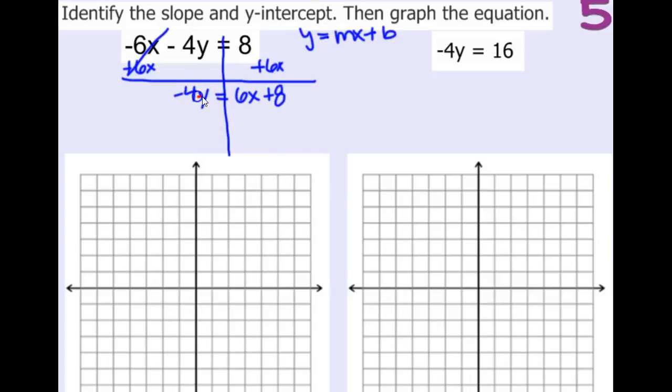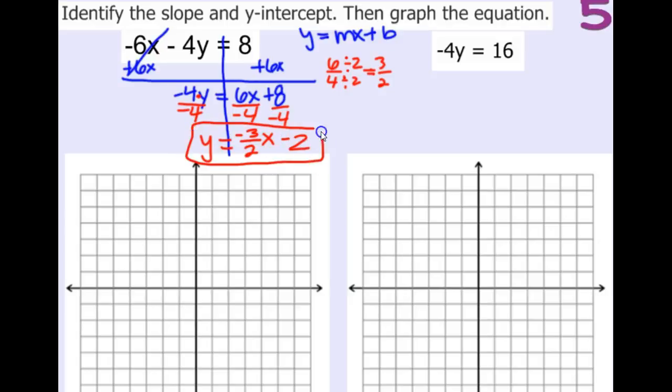And then last, the opposite of multiplying by 4 is dividing by 4, negative 4. So our equation is y equals 6 over 4, we can simplify. If we divide by 2, that's really 3 over 2, so it's negative, so negative 3 over 2x. And 8 divided by negative 4 is negative 2. So there's our equation.